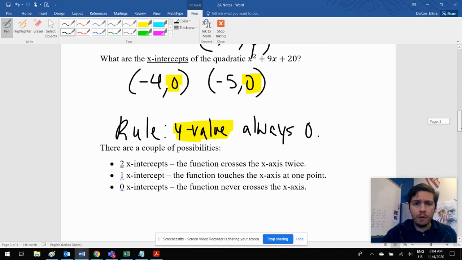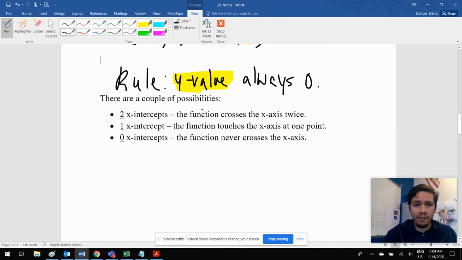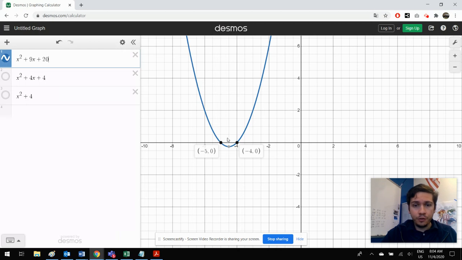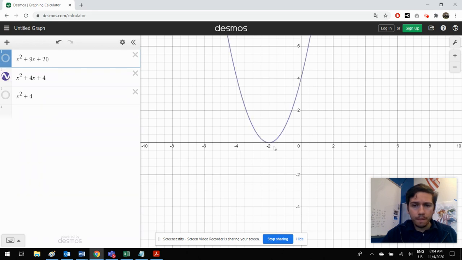Now, there are some other instances that are important to talk about with x-intercepts. There are possibilities, right? You're either going to have 2, 1, or 0. And I'm going to show you examples of each of these. So this is an example of 2, right? We have 2 x-intercepts. So here we have x squared plus 4x plus 4. This has one x-intercept. And notice it's also the vertex. So it only crosses at one point. It just touches it right there. This is a special case. You will not see this super often, but it's worth mentioning.